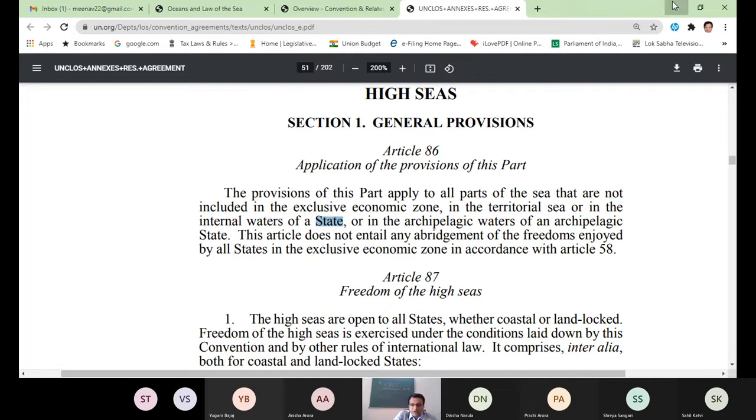Please raise your hand if now you know the concept of the high sea and the 3 other concepts: territorial waters, contiguous zone, and exclusive economic zone. Please raise your hand if you got the concept.